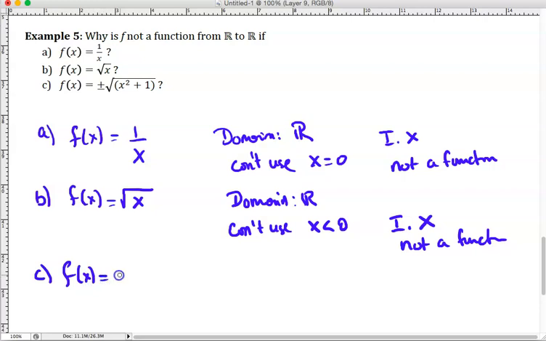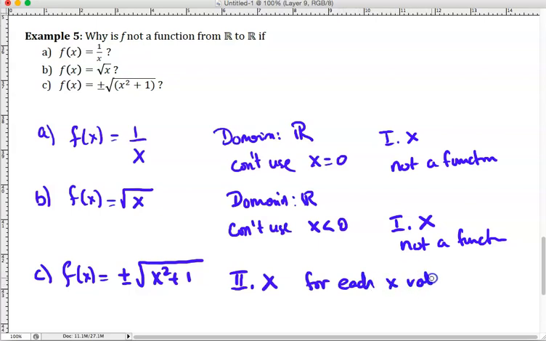And f of x is plus or minus the square root of x squared plus 1. For this one, the first condition is fine because I can use any value of x, but the second condition is broken because it's double valued. For each x value, you're going to have the positive and the negative of the square root. So for each x value you have 2 outputs. So that condition is broken.